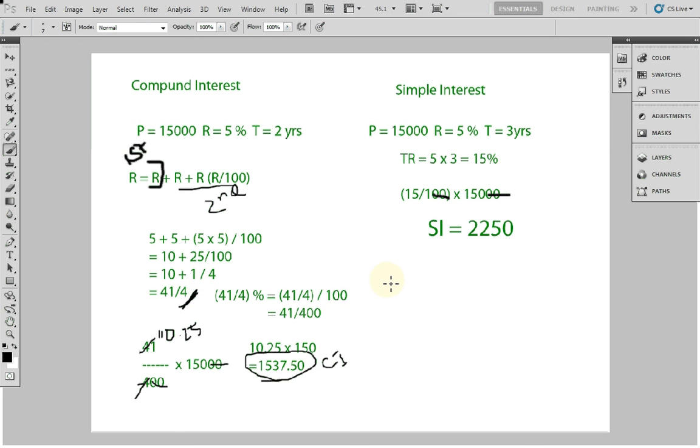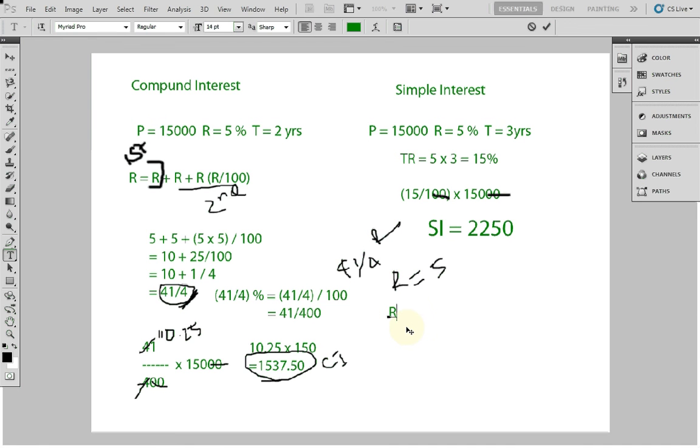And again we have to calculate for 3 years, so let's take r equal to 5 again. It's the third rate of interest here. You take 41 by 4 as the first one. Now here again we have to apply the same formula. R plus R plus R into R by 100.